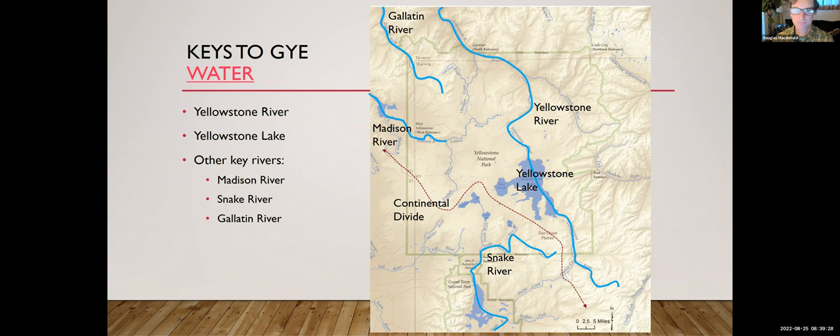Other key rivers, there are many rivers and creeks in Yellowstone, but the Madison River, the Snake River, and the Gallatin River are all important.